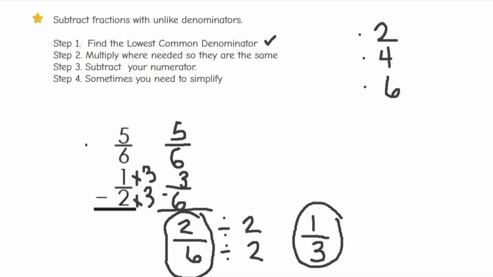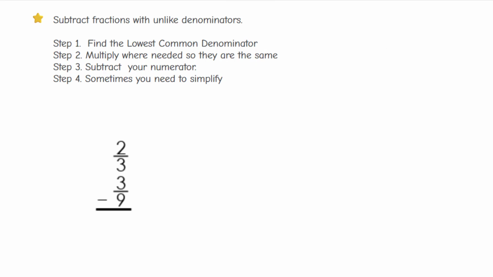Let's do one more. We have 2/3 minus 3/9. We're going to find our lowest common denominator. The 3 is smaller, so I'll start writing my 3's. 3, 6, 9. Here we go. Same thing. I have a 9. 9 is my lowest common denominator. So I'm going to turn both of these fractions into 9.